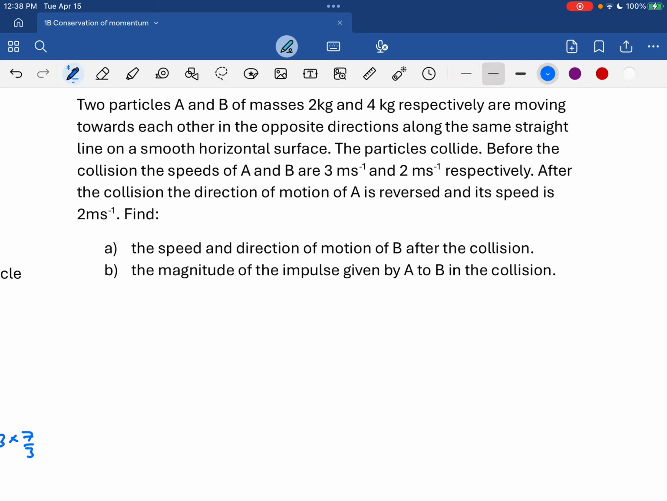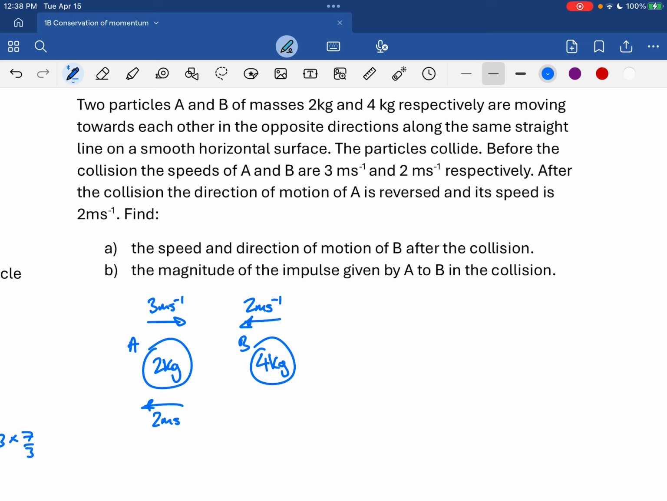So before we look at the question, we need to draw a diagram. So we have two masses, 2 kilograms and 4 kilograms. They move towards each other. Their speeds are 3 and 2. And after the collision, we know that A reverses direction with a speed of 2 meters per second. All right, that's all the information we know. So this is before and this is after.